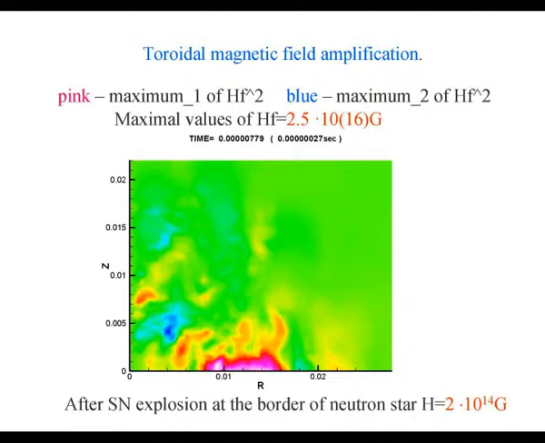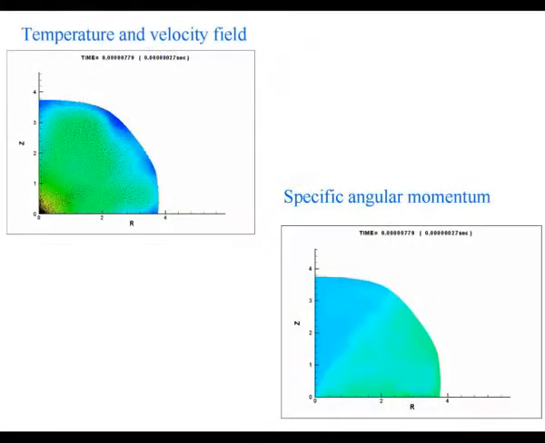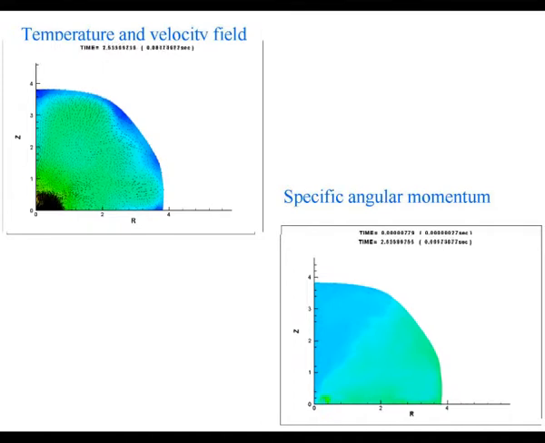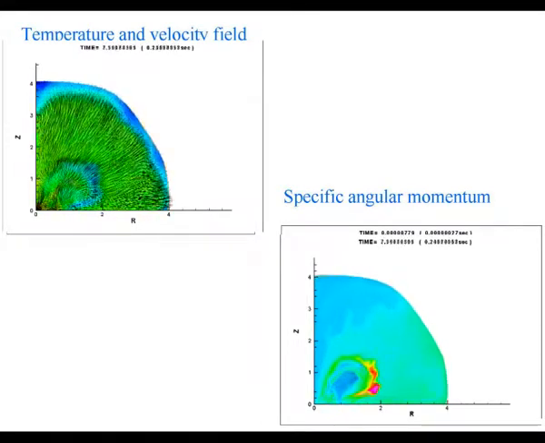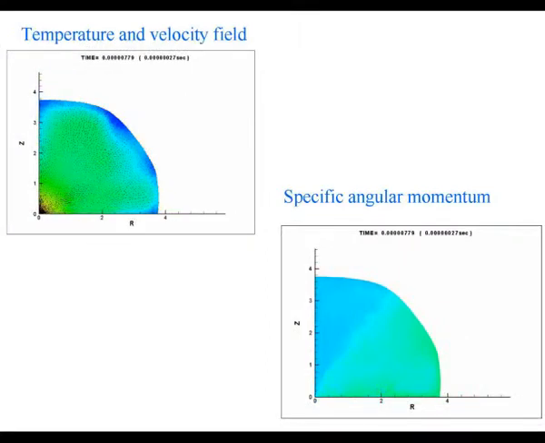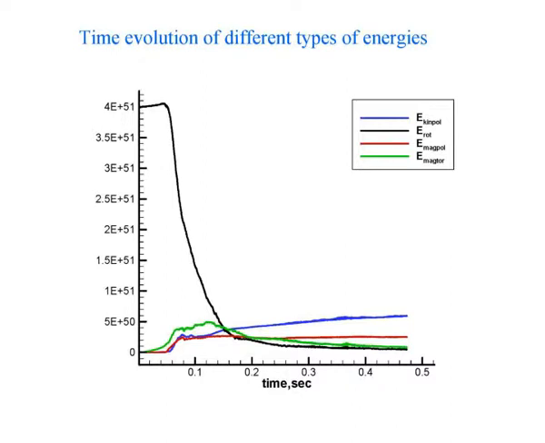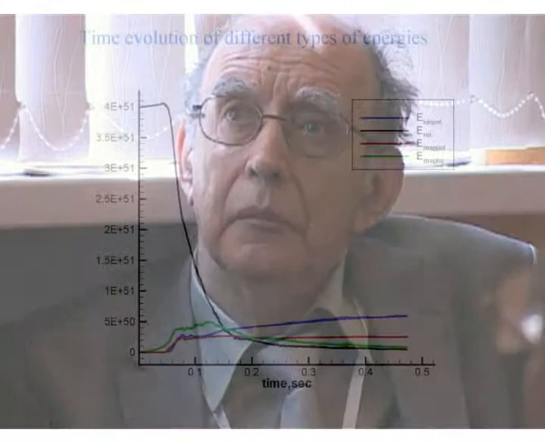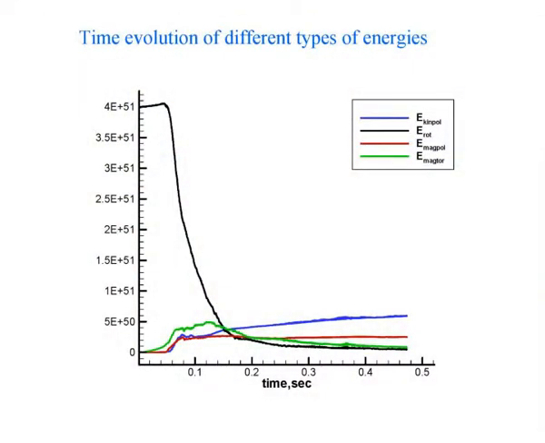You can see this is the MHD shock wave which goes outside, and this is the specific angular momentum, which, due to the configuration of the magnetic field, namely a quadrupole-like magnetic field, is mainly developing near the equatorial plane. And this is the time evolution of different, not all, but the most important types of energy. The black line is the time evolution of rotational energy. This is the main reservoir of energy for the supernova explosion. Another important plot is the blue one. It's the kinetic poloidal energy, or energy of radial motion. And actually, it's the explosion energy. And you can see that about 10% of the rotational energy was transformed to the explosion energy.